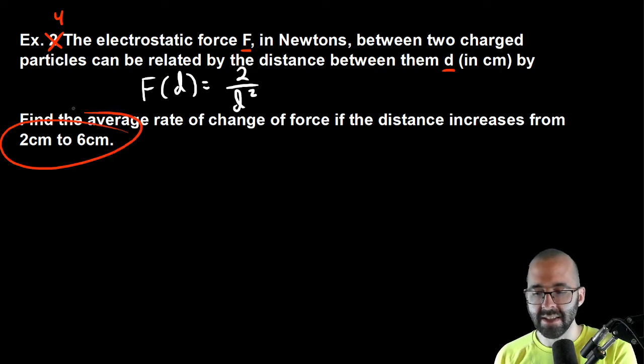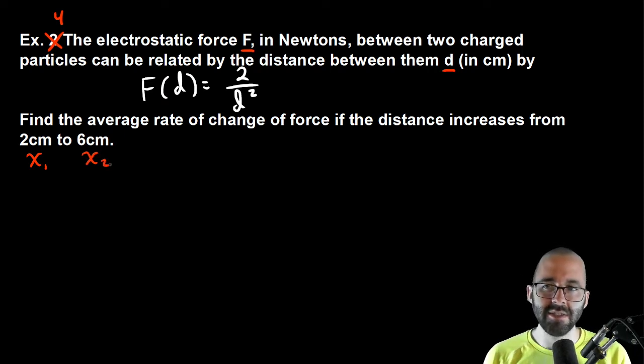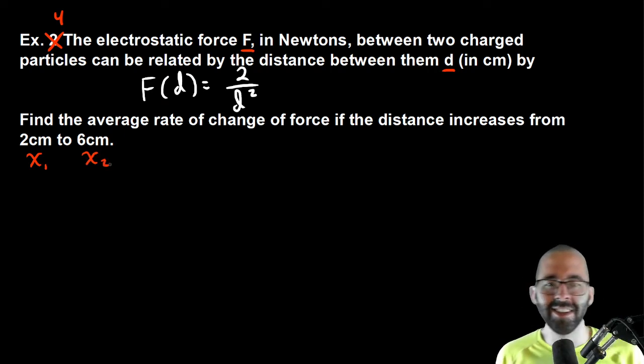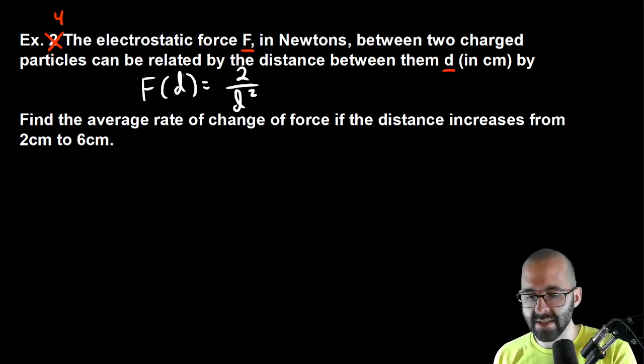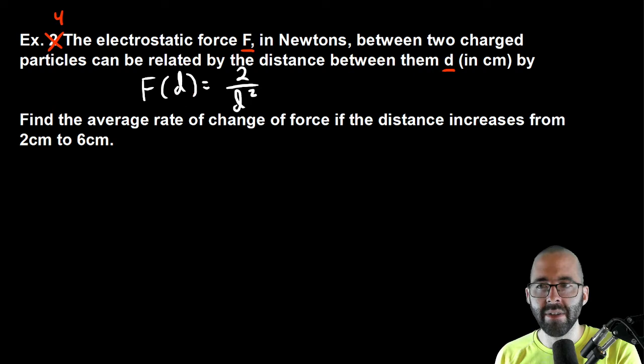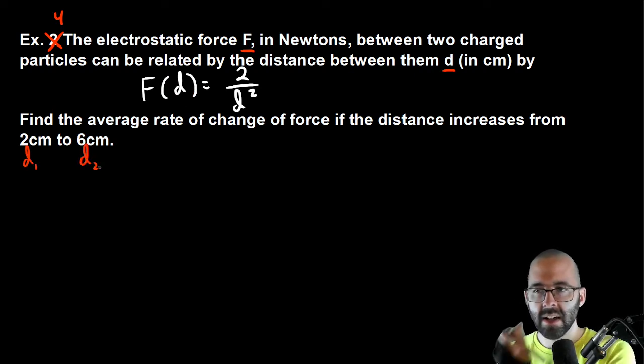These are distances, inputs. This is our first input. This is our second input. All right. You can use x's. D's would be better here, but you can use either one. I'm going to switch them to d's because our input variable, our independent variable, is d. So this is d1, and this is d2.